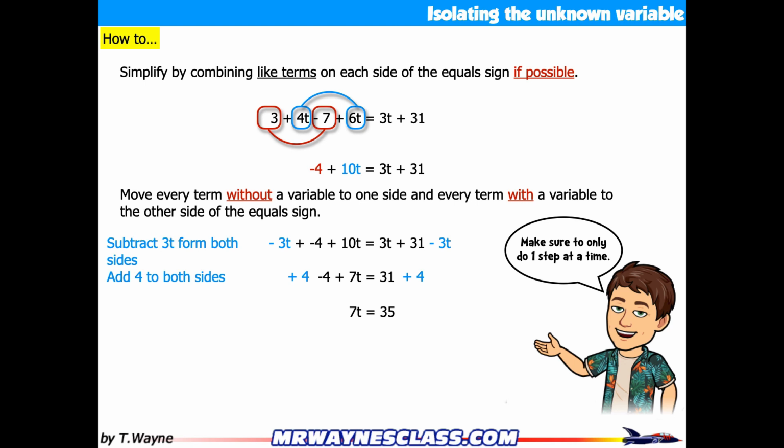So I'm still trying to isolate t. To isolate t, if I could just divide by 7, and I can, I'll divide both sides by 7. So I'll divide the 7t by 7 and the 35 by 7. You can see how the 7's divide out, leaving me with t is equal to 5. So that's my final answer.